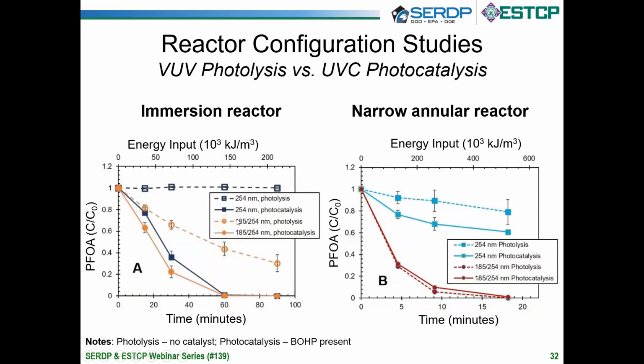When we switch to the combined 185, 254 nanometer, the ozone generating lamps, we see a greater degree of photolysis in the absence of the catalyst, but the presence of the catalyst still has a very obvious effect. So we're seeing this additive effect of photolysis and photocatalysis. In the annular reactors, on the other hand, with 254 nanometers, we see an effect of the catalyst being present, but with the ozone generating lamps, again, it's relatively indifferent to whether the catalyst is there or not.